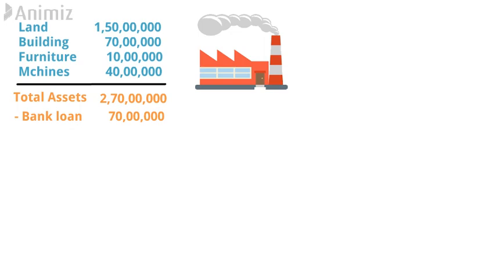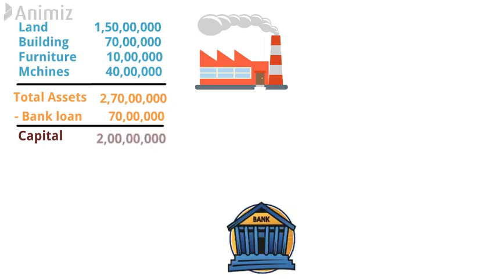So if I deduct this 70 lakh from its assets, I get the amount of capital that factory B has. Factory B has total capital of 2 crore. How did I get this 2 crore? I deducted liabilities from the assets. So capital is 2 crore rupees.